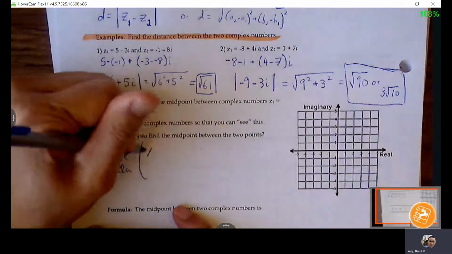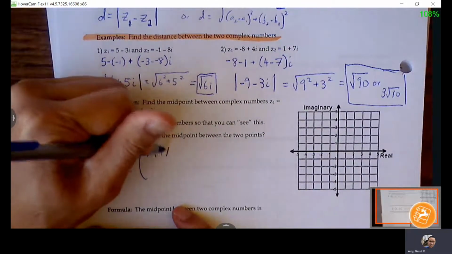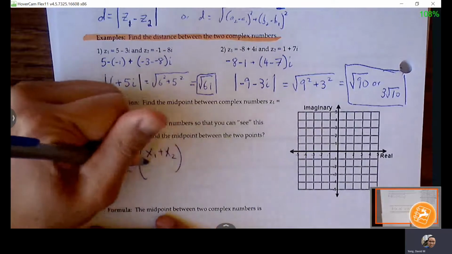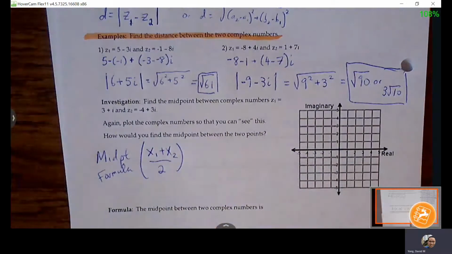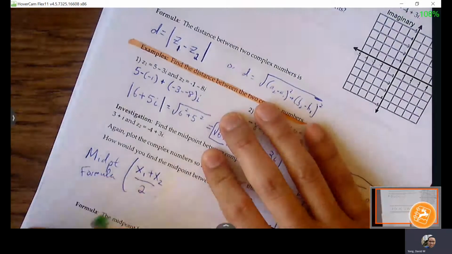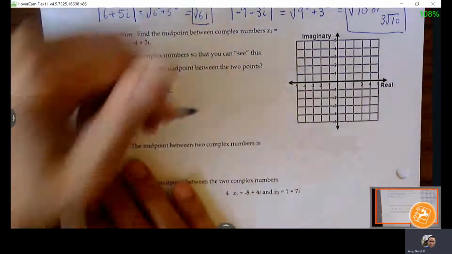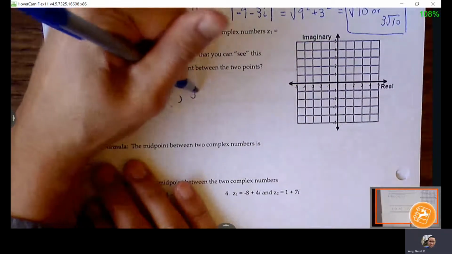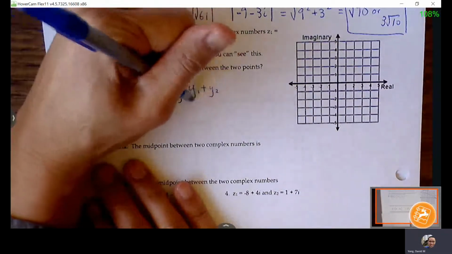Okay. I'm going to be adding the x's together, finding the average between those two. Sorry, I should close the parentheses later here. So basically, I want to find the average of the x values, and then I also want to find the average of the y values.